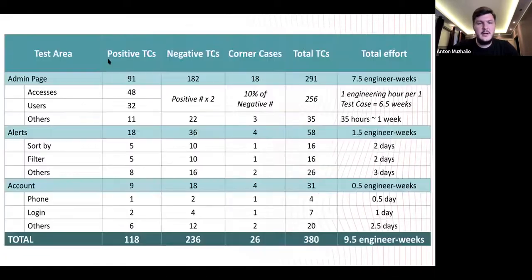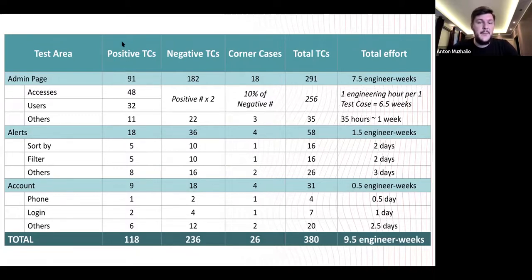That's right here. I have accesses, users, others. I have alerts. I have mentioned here the big features that have sub features in them, and I put small ones in others. So I did it for every one of those. Okay, for accounts, I have phone, login, and others. For alerts, I have sort by, filter, and others.